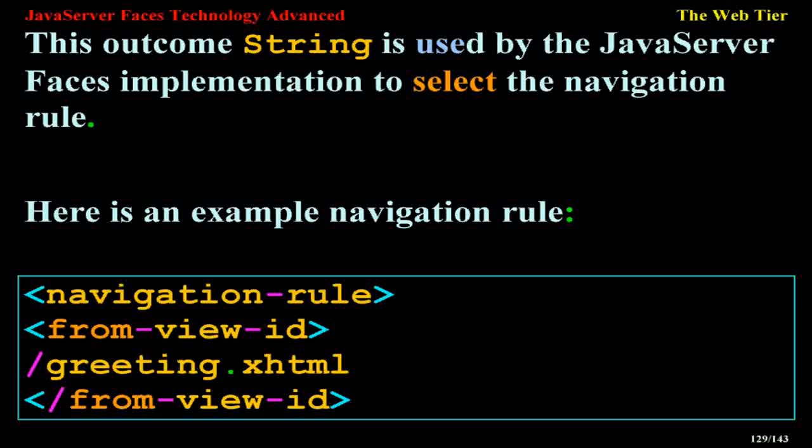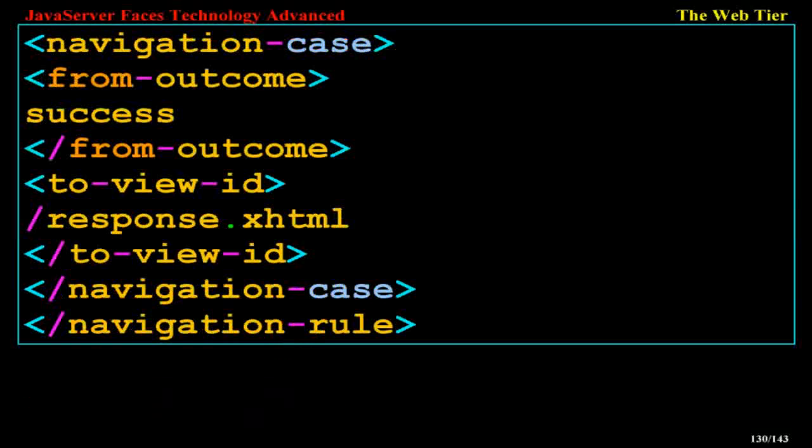Here is an example navigation rule. Navigation-rule, from-view-id, greeting.xhtml, from-view-id, navigation-case, from-outcome, success, from-outcome, to-view-id, response.xhtml, to-view-id, navigation-case, navigation-rule.